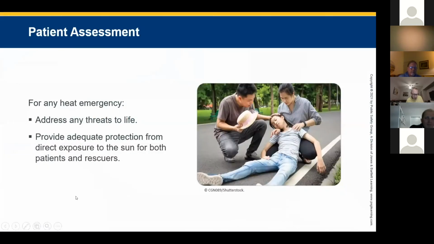Okay, so here we go. Address any threats to life, provide adequate protection. We already talked about that: removing the person from the sun. That's what you want to do.